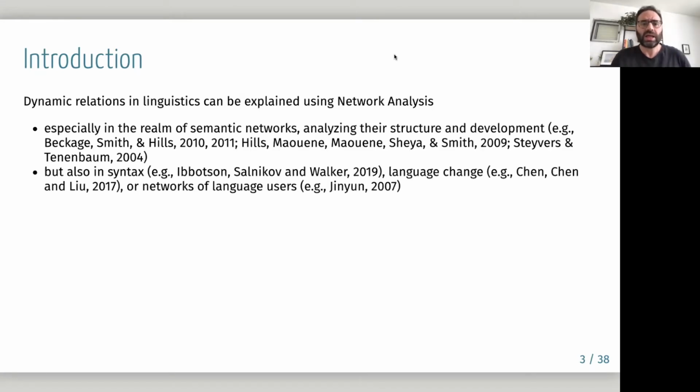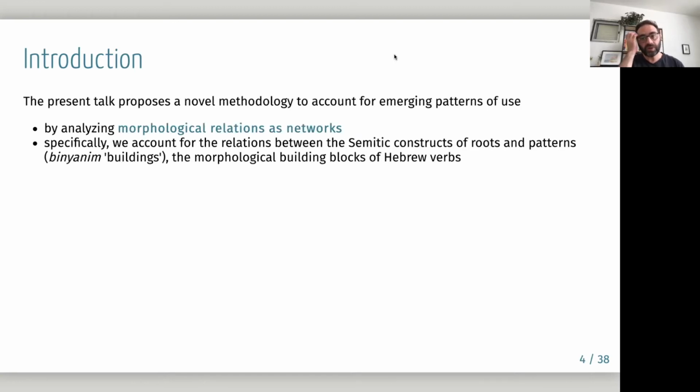Dynamic relations in linguistics can be explained using network analysis, and we see it in the realm of semantic networks, where there are many studies that analyze their structure and development, but we also see studies that discuss networks in syntax or in language change, or even networks of language users. The present talk proposes a novel methodology to account for the emerging patterns of use by analyzing morphological relations as networks. So we focus on the networks between forms in the language.